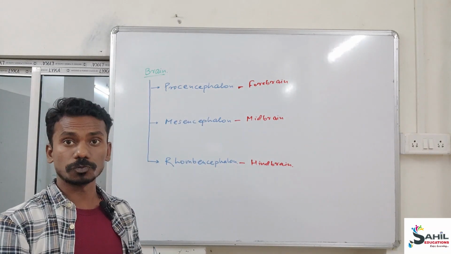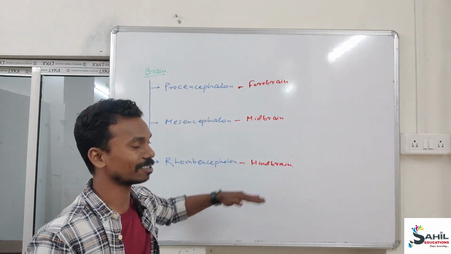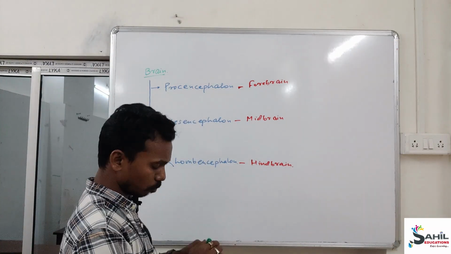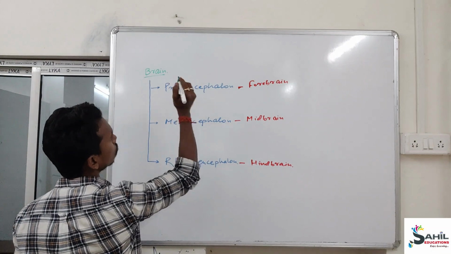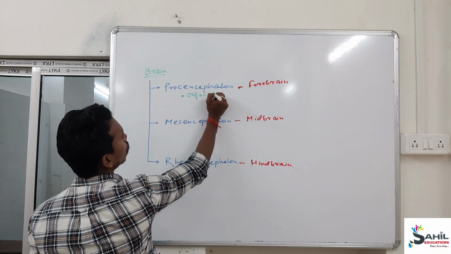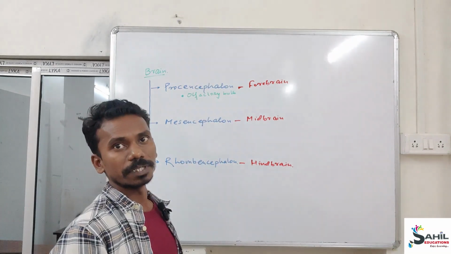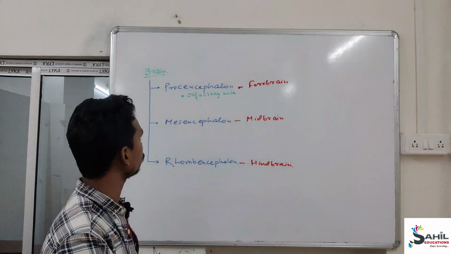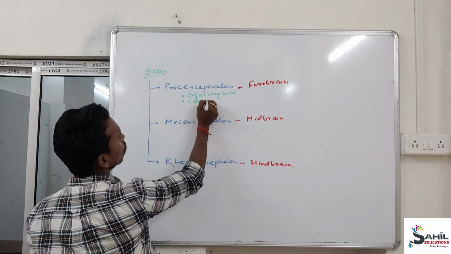So what are the structures, what are the parts of your brain which come under the forebrain, under the midbrain and under the hindbrain? So let's see. This prosencephalon includes, number one, olfactory bulb. Olfactory bulb is present just at the inferior part of your frontal lobe of the cerebral hemisphere. Second, cerebral hemisphere.